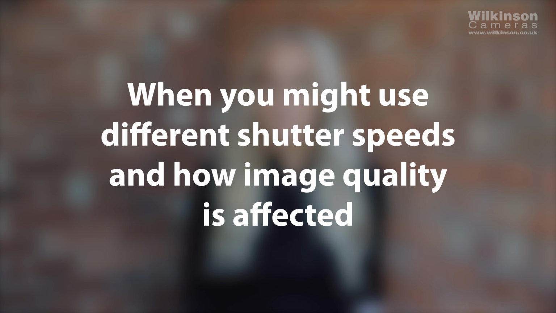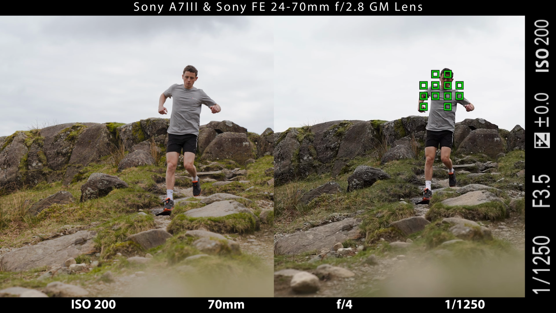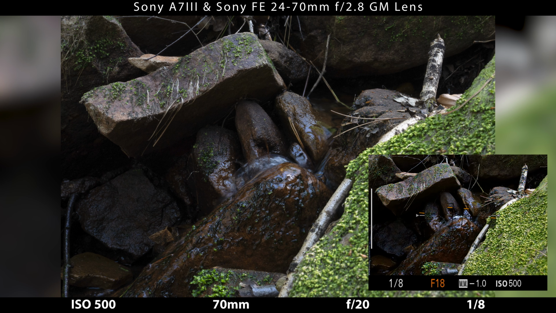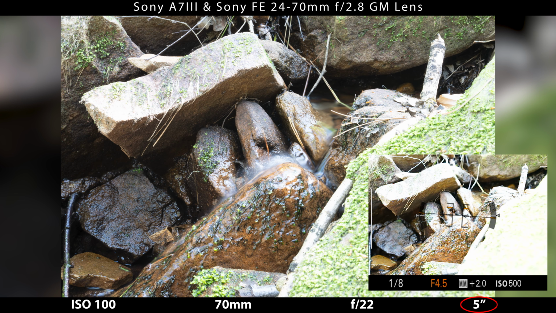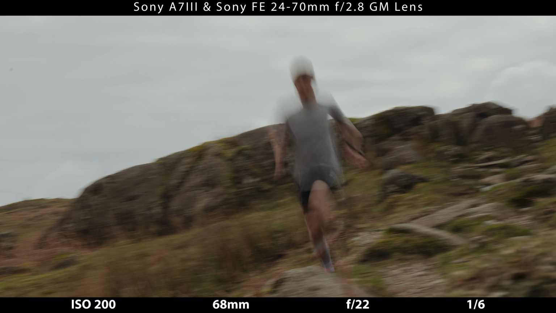How long you open your shutter for, aka the shutter speed you choose, will depend on a number of factors. So I'll speak about when you might use different shutter speeds and how image quality is affected. A faster shutter speed will capture a crisp image with little blur, but it may limit the amount of light you capture. So this could result in an underexposed image. A slower shutter speed will let in more light, but in some cases this could be too much light, resulting in an overexposed image. It also means that any movement in the scene, for example a moving object or the movement of your own hands, can be captured, which results in blur.